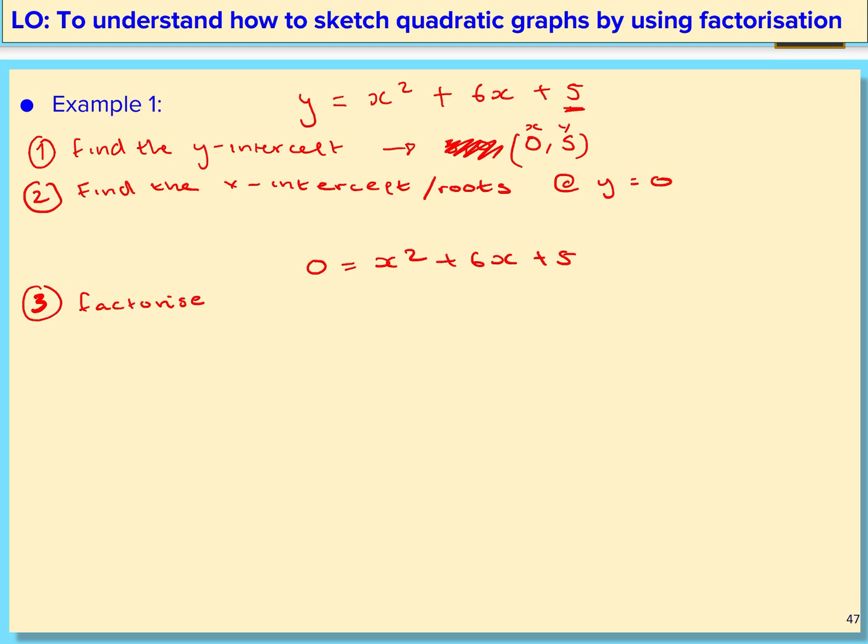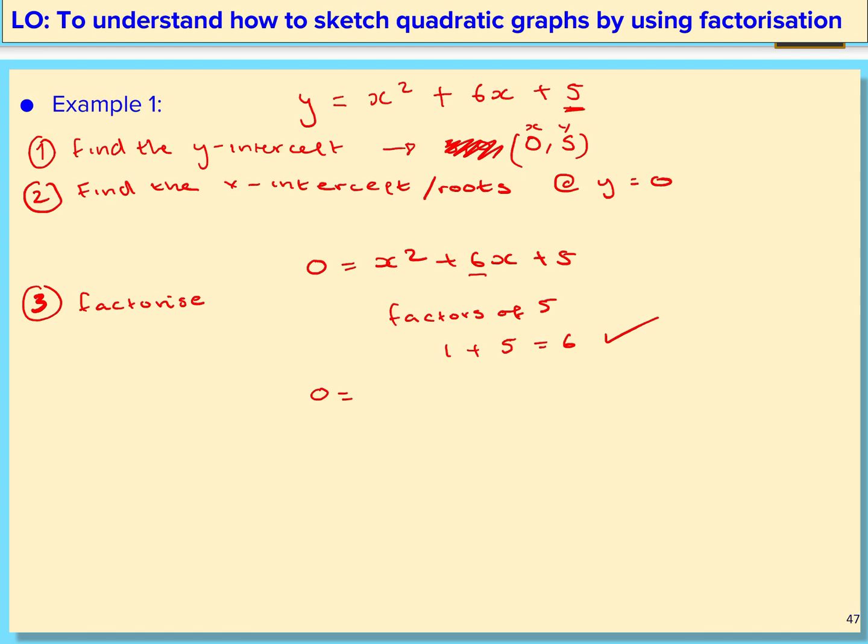In order to factorize, we need to put it back into brackets. So we need to find the factors of 5 that when they add together, we get positive 6. So let's look at the different factors of 5. We have 1 and 5. Those are the only factors we have because 5 is a prime number. So let's try this out. 5 plus 1 equals 6. So yes, now we can put it into the brackets.